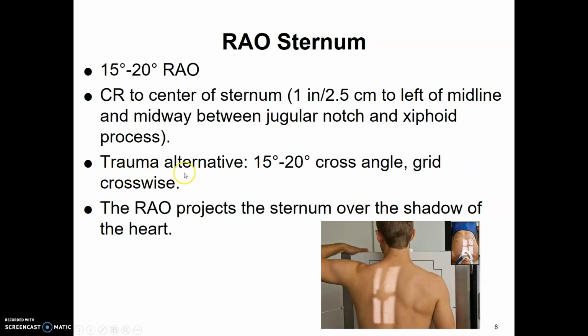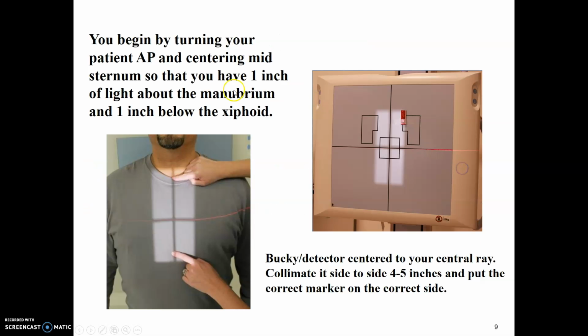But the trauma alternative in this really tiny picture here, and do I ever think you're going to see a trauma sternum? No. But if they're supine in the structure, you'll use a 15 to 20 degree tube angle instead of obliquing the patient. The RAO, why do we use RAO and not LAO? Well, I want to utilize the heart shadow that's on the left. So I want to move the sternum over it, okay?